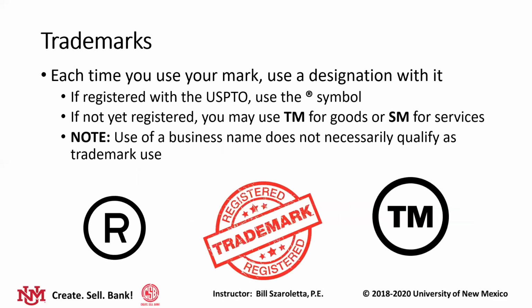So again, each time you use your trademark, it's important to use a designation with it. So if you have registered with the U.S. Patent and Trademark Office, you can use the R with the circle around it symbol. That just means registered trademark. If it's not yet registered, it's still in prosecution, you can use the TM symbol for goods, or you can use SM for services. Or you can just use TM for services too. It doesn't really matter.